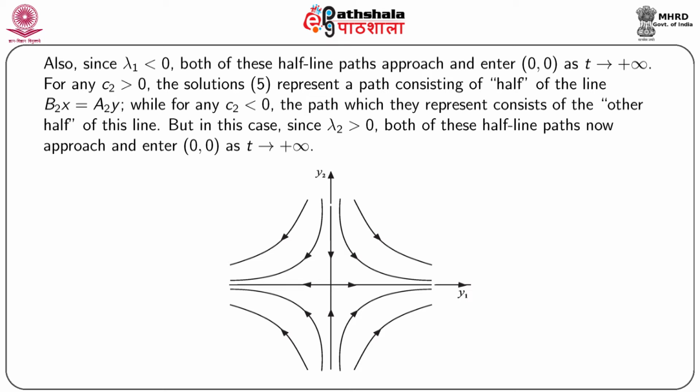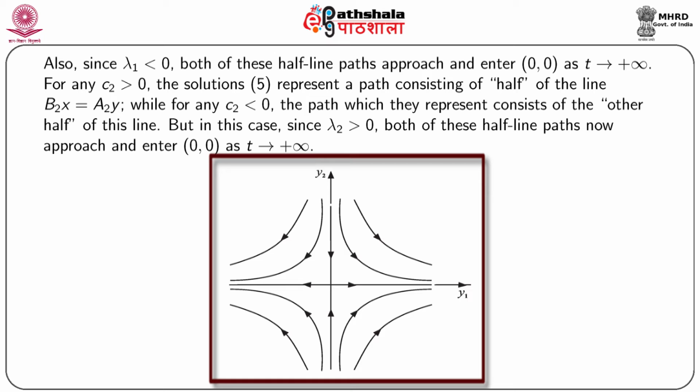Since lambda 1 is negative, both these half lines approach 0 0 and enter 0 0 as t tends to plus infinity. Now, for any c2 positive, the solution 5 represents a path consisting of half of the line b2 x equal to a2 y, while for any c2 less than 0, the path represents the other half of this line. But since in this case lambda 2 is greater than 0, both of these half line paths now approach and enter 0 0 as t tends to minus infinity, and hence in this case we will get this straight line where it is moving away from the origin.